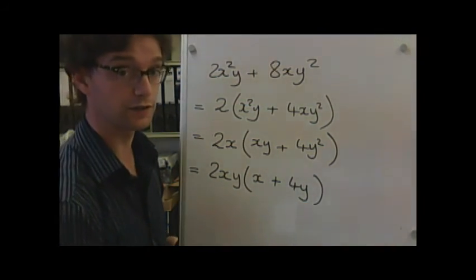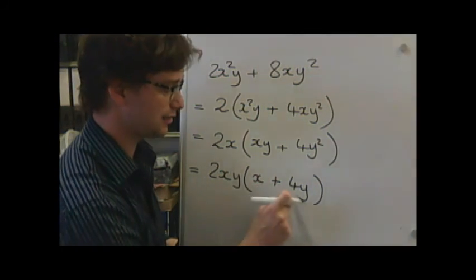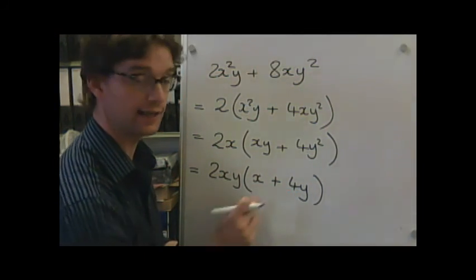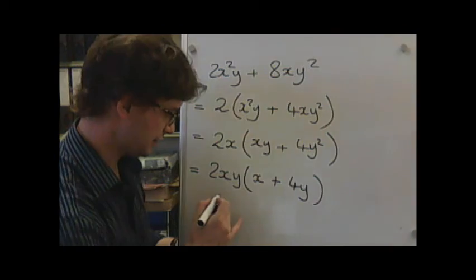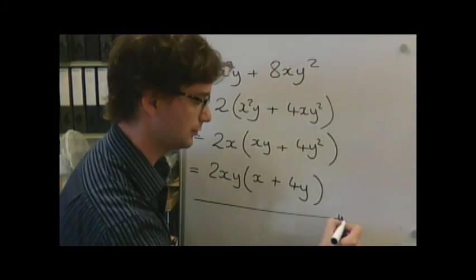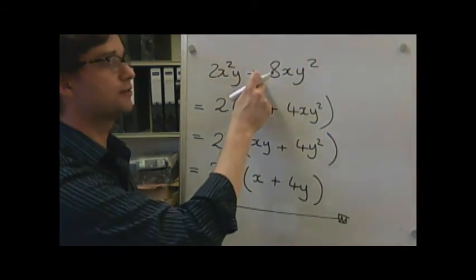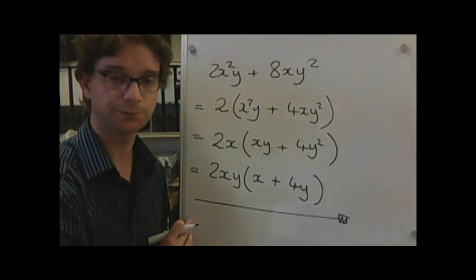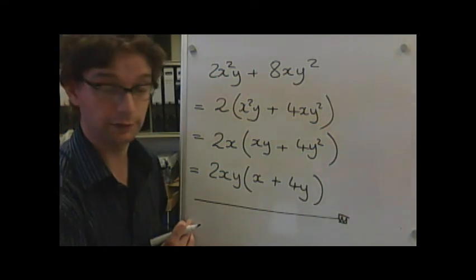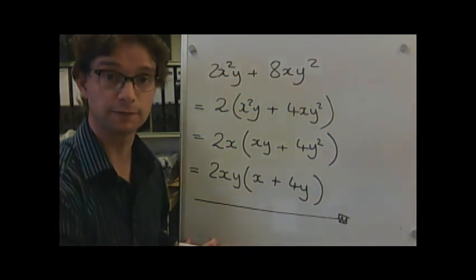And now I've gotten to the point where I haven't got anything I can get out of here and here together. So this is my final factorisation of this starting point. So there we go. That's how to factorise simple brackets.